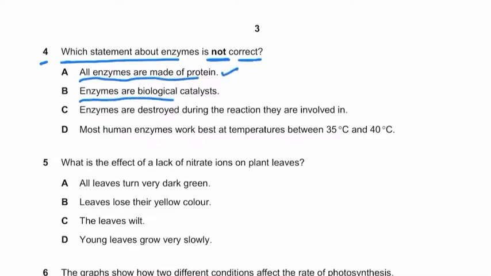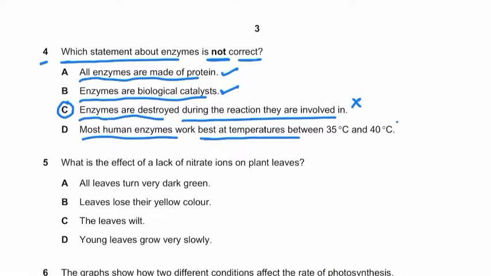All enzymes are biological catalysts. This is also correct. Enzymes are destroyed during the reaction they are involved in. No, guys. Enzymes remain chemically unchanged at the end of the reaction. They are not destroyed by the reaction. This is the wrong statement, and this is the answer. The answer is C. Most human enzymes work best at temperatures between 35 and 40 degrees Celsius. This is true for most of the human enzymes.